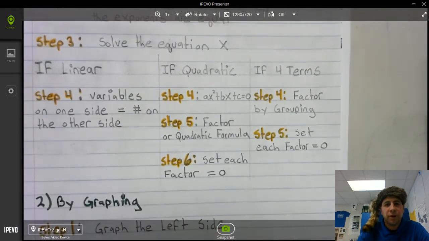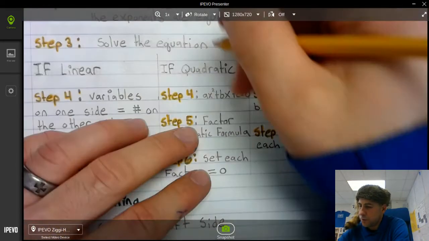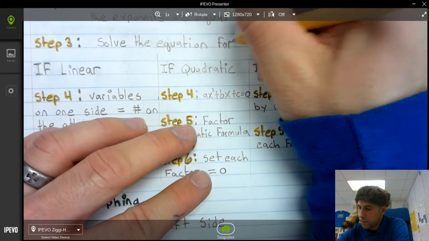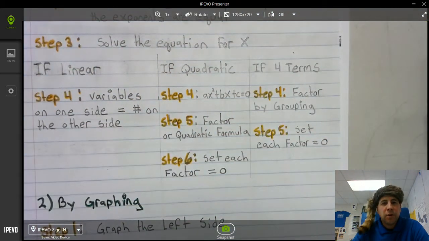All right, step three, solve the equation for x. Okay, so when you get to this point, you're going to have basically three paths to go. If it's linear, your step four will be to set the variables on one side equal to a number on the other side, okay?